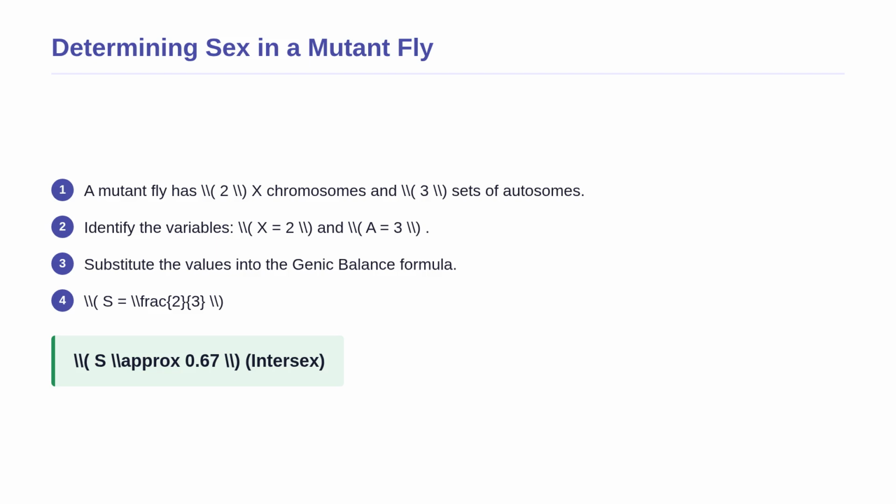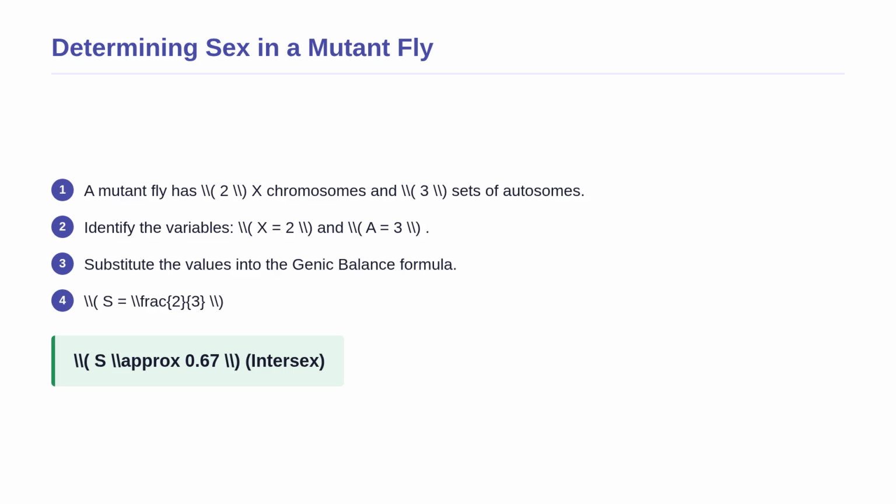Let us apply these rules to a real laboratory scenario. We are given a mutant fruit fly with 2 X chromosomes and 3 sets of autosomes, a rare condition known as triploidy for autosomes. We are asked to determine its biological sex. We use the genic balance formula because Drosophila sex depends on this exact ratio.